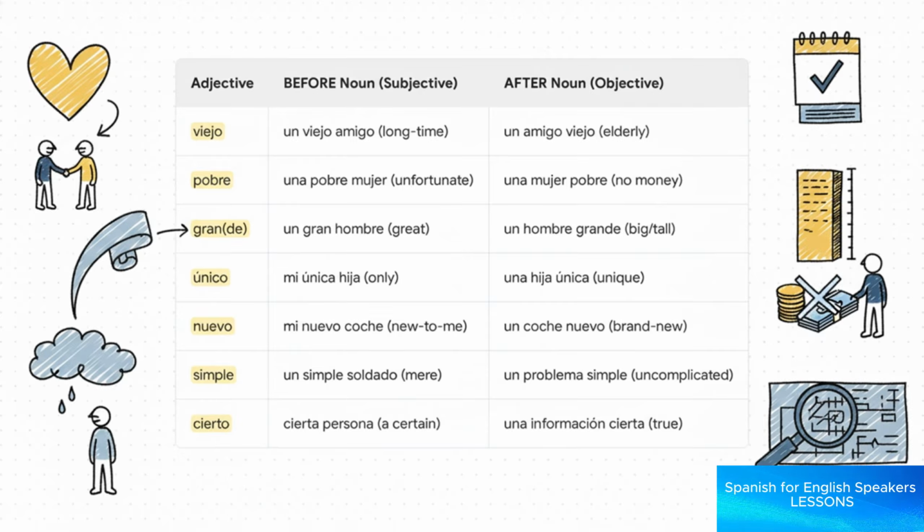The same thing happens with pobre. Una mujer pobre is a woman with no money. That's a fact. But una pobre mujer means an unfortunate woman. That's a feeling. This pattern of fact versus feeling is the key to all of these words you see here.